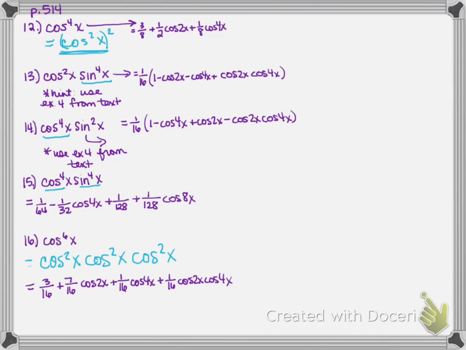Here are the answers for numbers 12 through 16. Remember, you can have an answer that's equivalent to this if you have it factored out or if you have it written a different way. And for number 13 and 14, one good idea is to use the results from example 4 in your textbook. If you've got the Stewart 6th edition precalculus textbook, example 4 deals with cosine to the fourth x or sine to the fourth x, and you can just use the results from that example to replace one of those two terms in the product. So these are your answers.